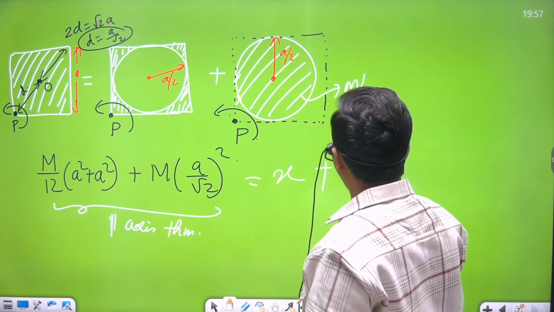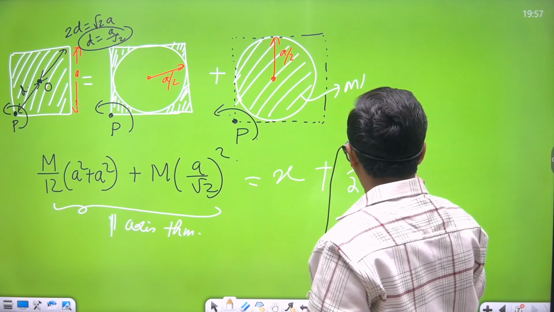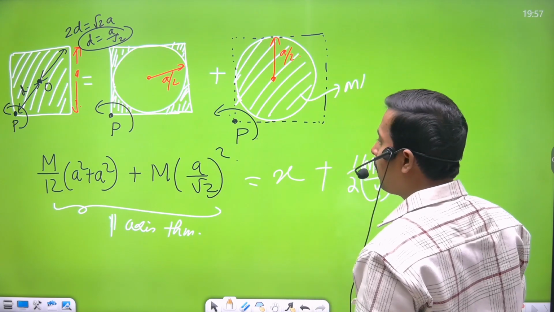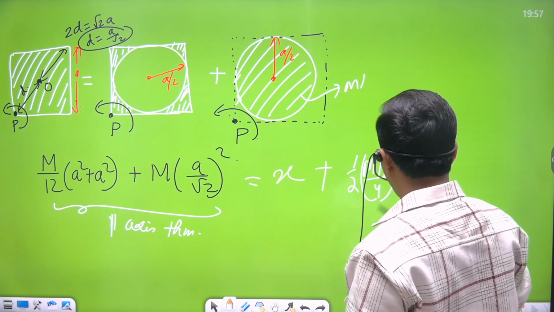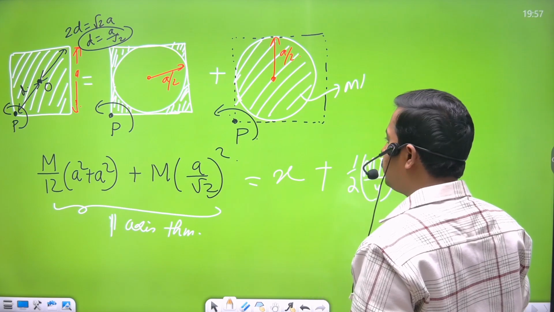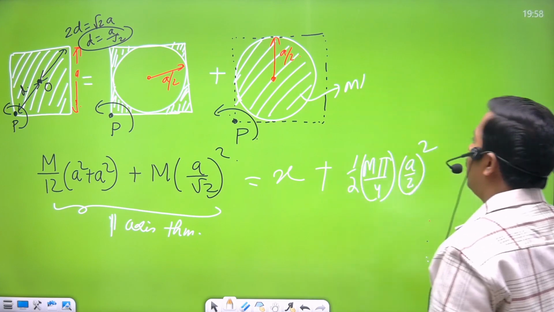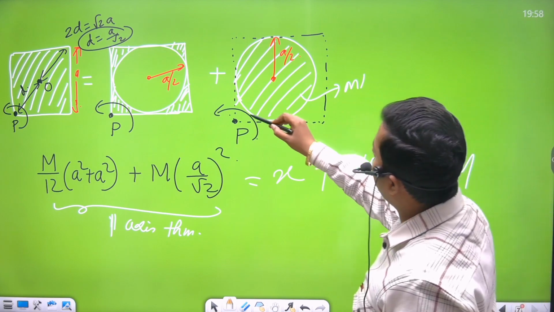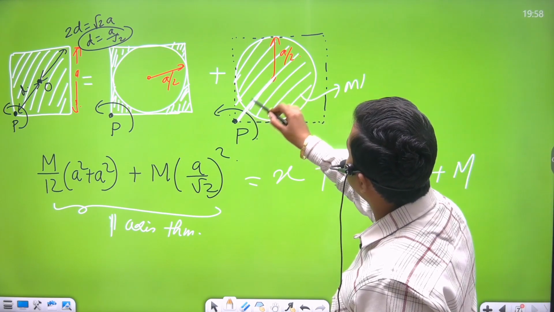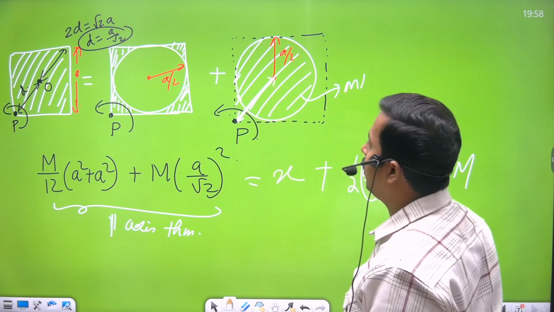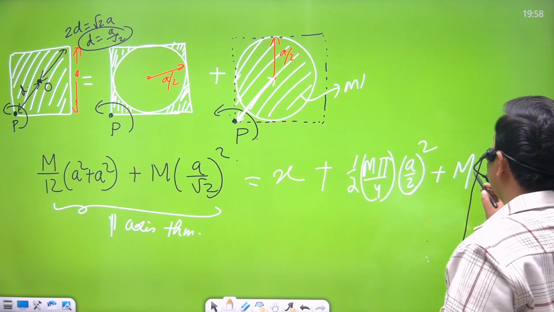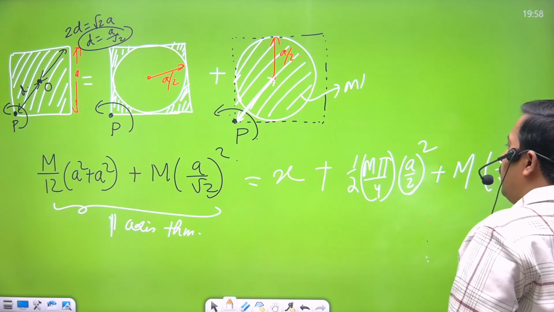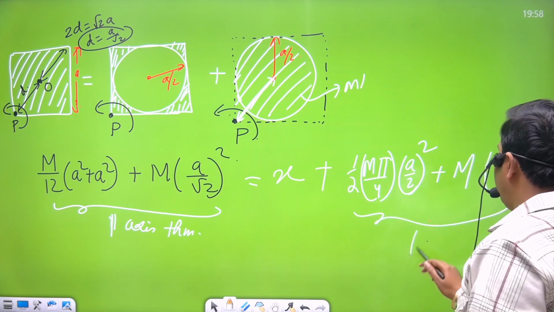So, I will have to write half times m pi by 4 times r square, where r is equal to a by 2, whole square. That is half m r square, plus I have to add m d square, and d will be equal to what? This much distance will be the d. So the d value is a by root 2, so I will have to write a by root 2 whole square. Again, we have applied the parallel axis theorem.